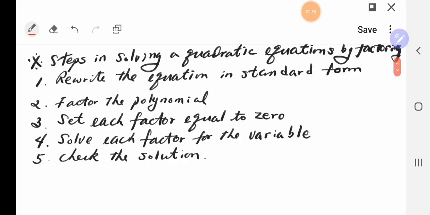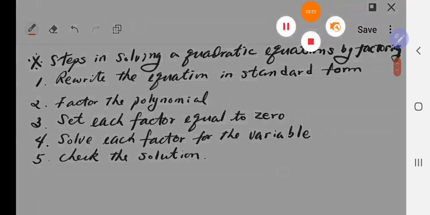The second step is, once you move all the terms to one side, factor that side, factor that polynomial. Once you factor it, set each factor equal to 0, and then solve for the variable from each factor. Then that will be the solution. Okay, so let's try some examples.